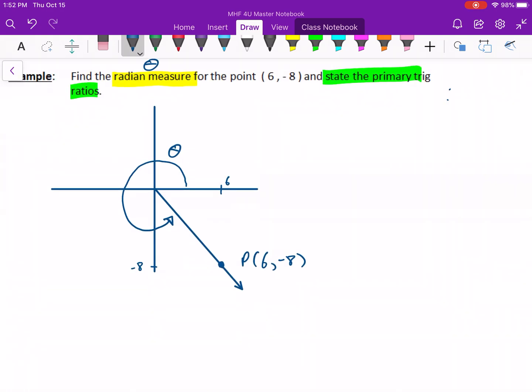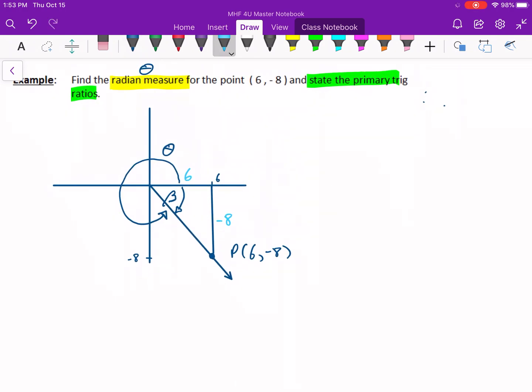So again, let's use what we know. Beta's in here between the positive x-axis and the terminal arm, but I don't know what beta is going to be yet. I do know this, though. If I make another right triangle out of this here at 6, I know some measurements. This side length here is negative 8 because it goes down the same length as this negative 8 here. I also know that this side length here is positive 6.